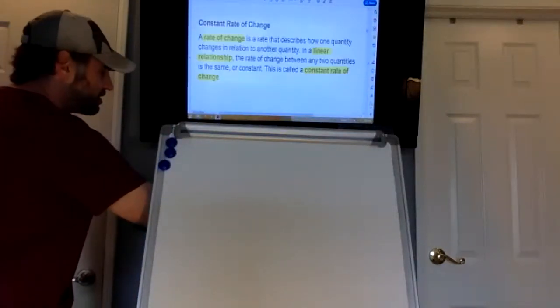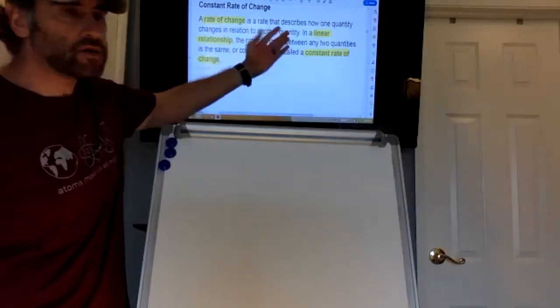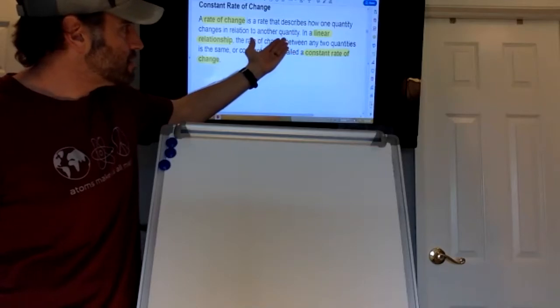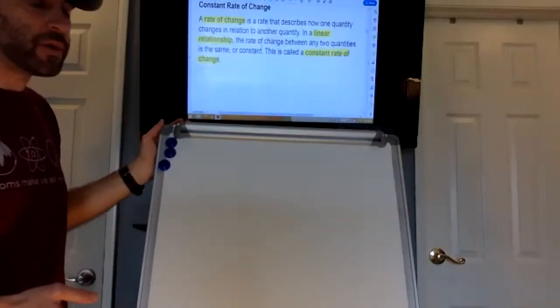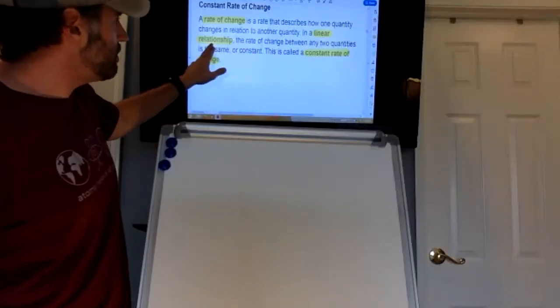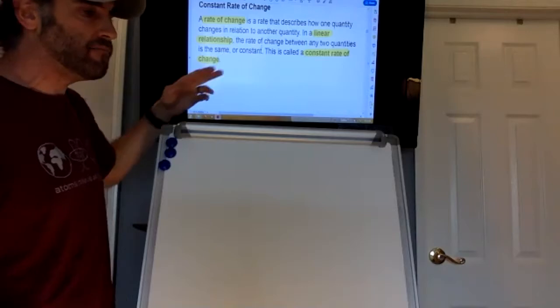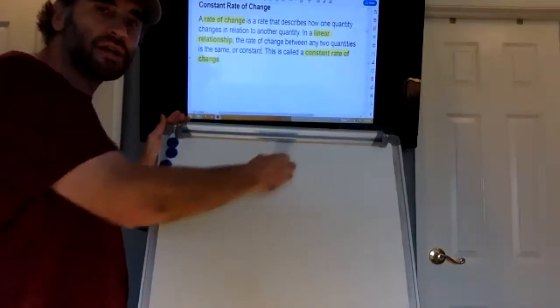All right, so let's define our terms. A rate of change is a rate that describes how one quantity changes in relation to another quantity. It's like time. When time changes, maybe the displacement from a certain point changes. In a linear relationship, the rate of change between any two quantities is the same, or constant, like going up by 7 every time. That doesn't change in a linear pattern.